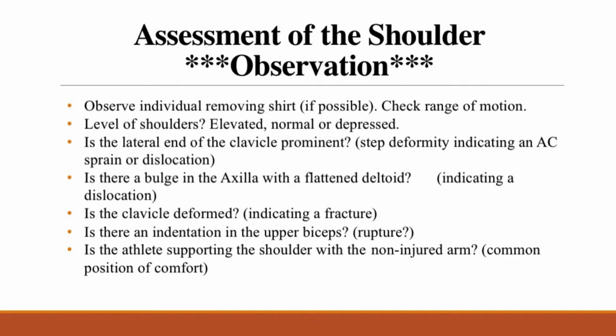If the lateral end of the clavicle is prominent, this is referred to as a step deformity, indicating an AC sprain or dislocation. If there is a bulge in the armpit and a flat deltoid, this indicates a dislocated shoulder. Again, a deformed clavicle indicates a fracture, and an indentation in the upper biceps creating a prominent biceps muscle belly indicates a ruptured biceps muscle.